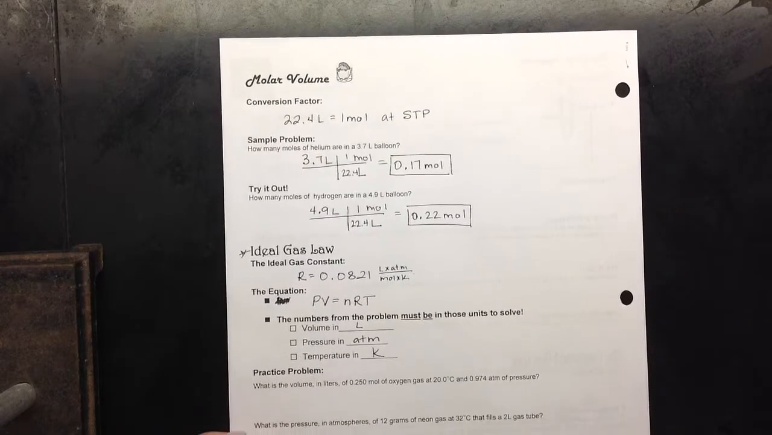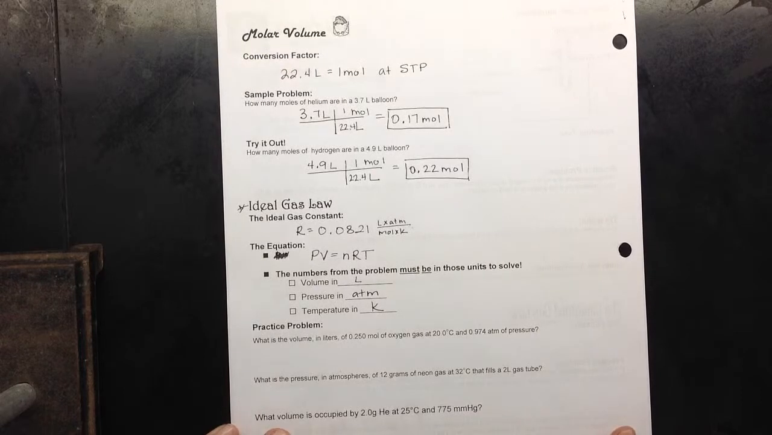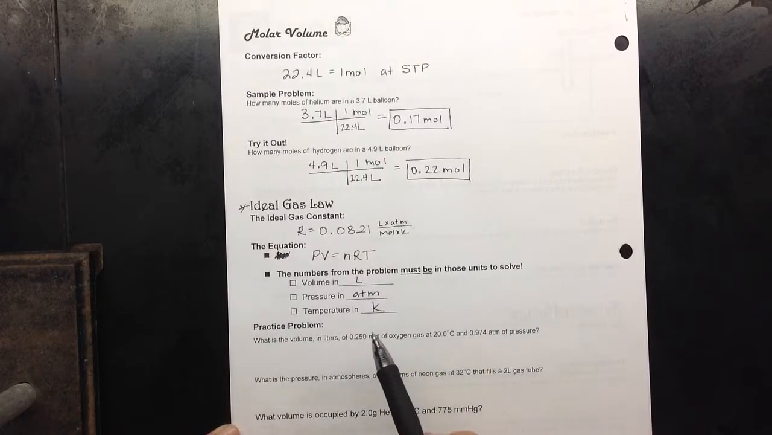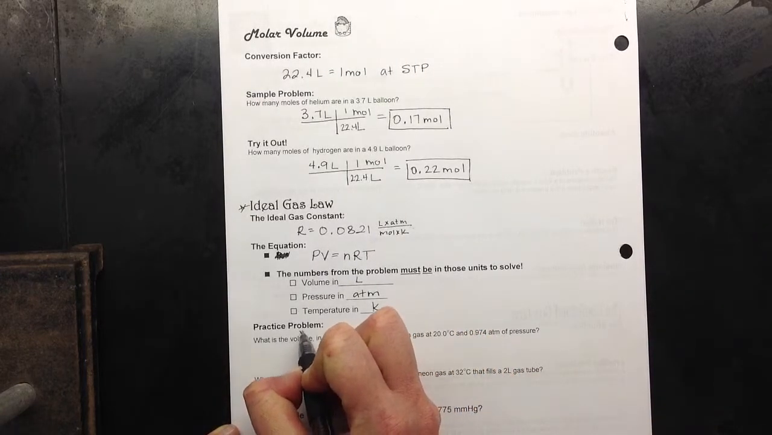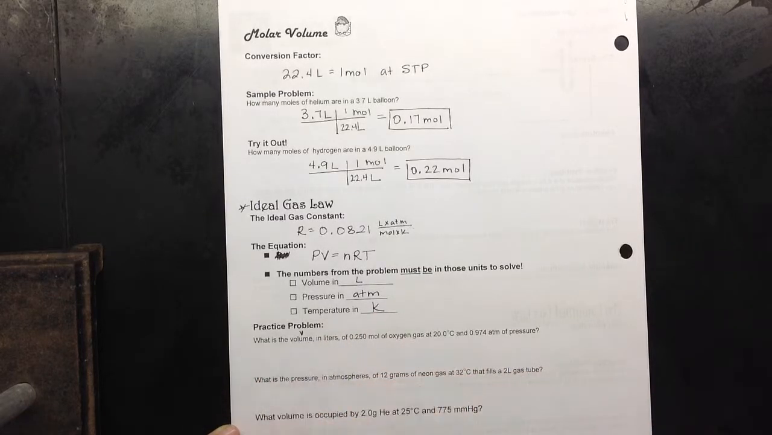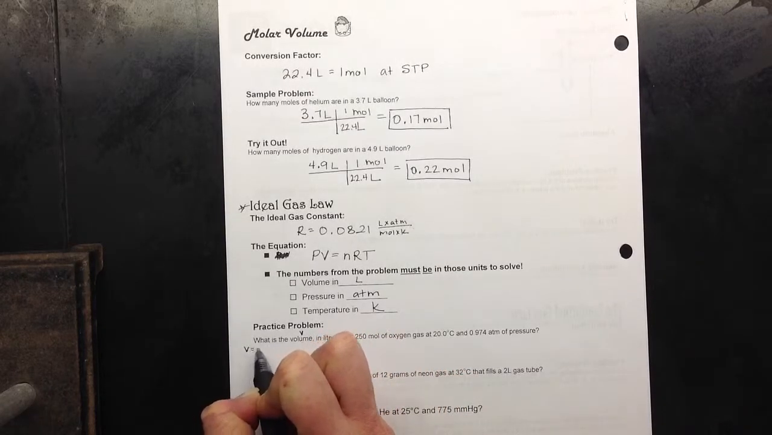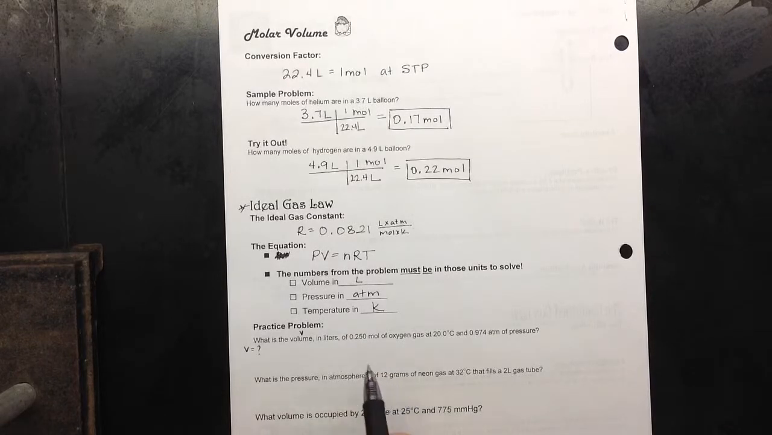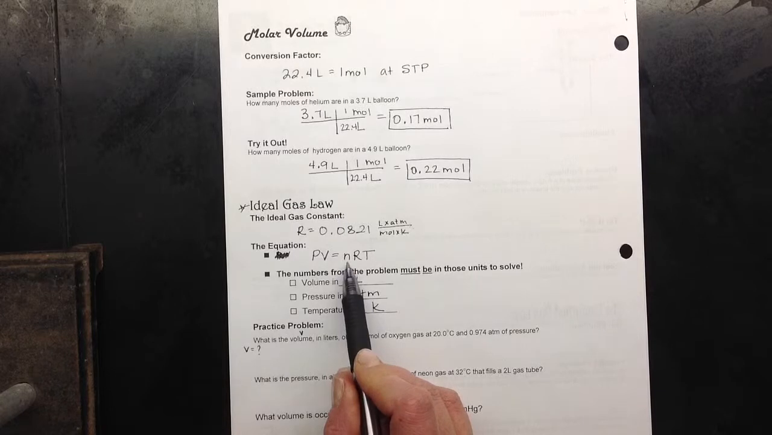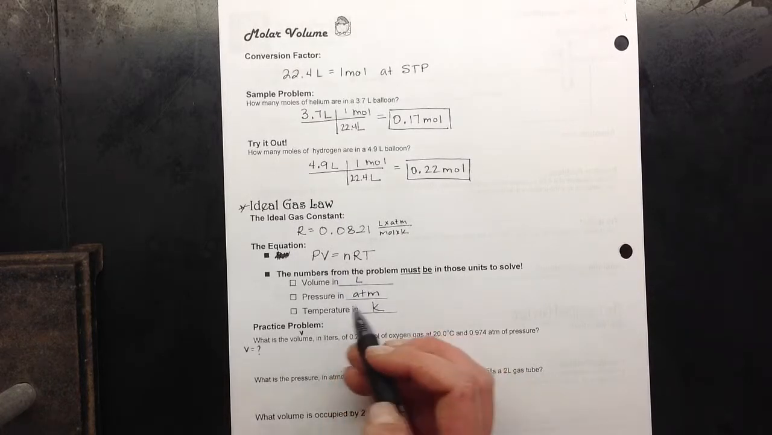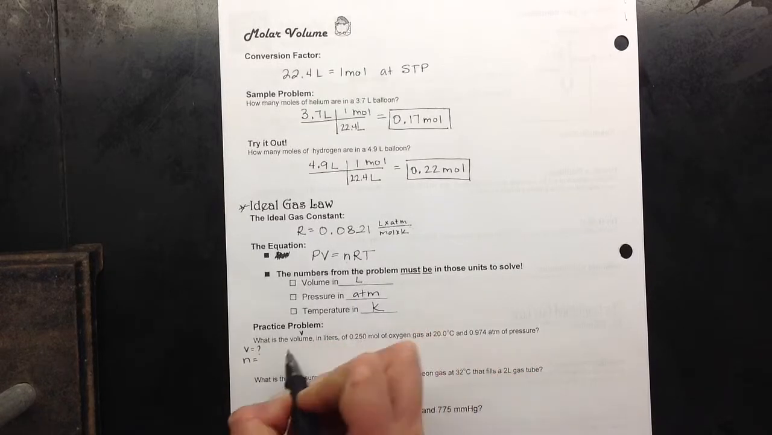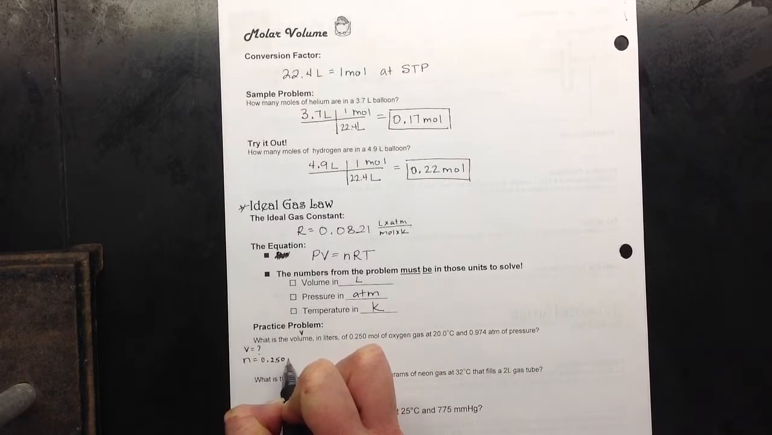Okay, so let's look at a practice problem. This first one says, what is the volume in liters of 0.250 moles of oxygen gas? The problem is asking for volume. That's going to be our V, whatever it ends up being. That's what we're trying to find. We don't know what that is. Then it says 0.250 moles of oxygen. If we look at our equation, moles represent this n here. So n is going to be 0.250 moles.